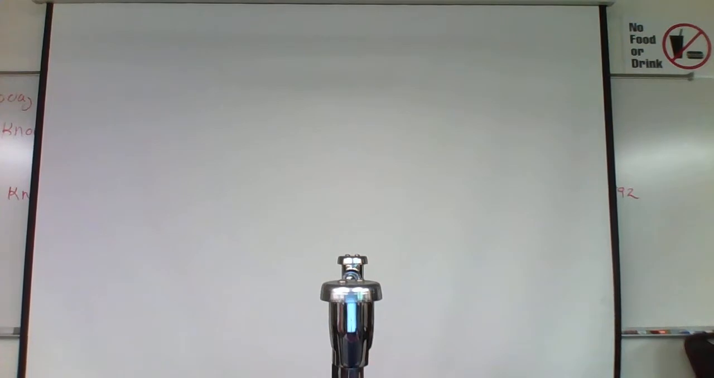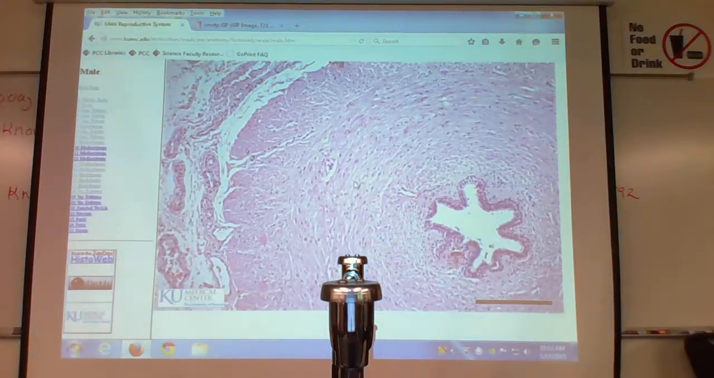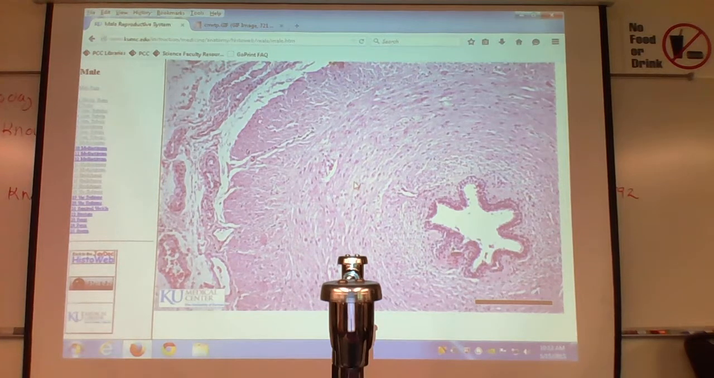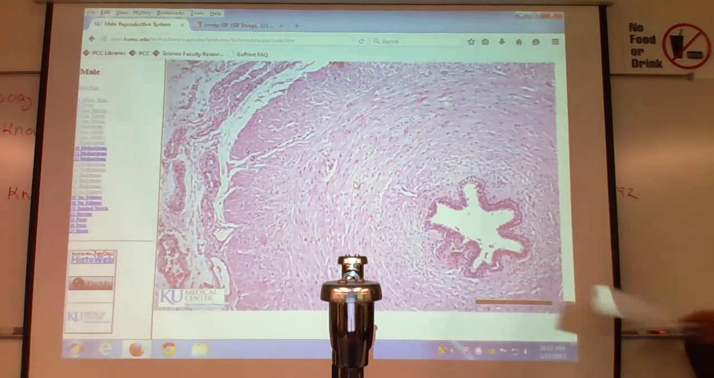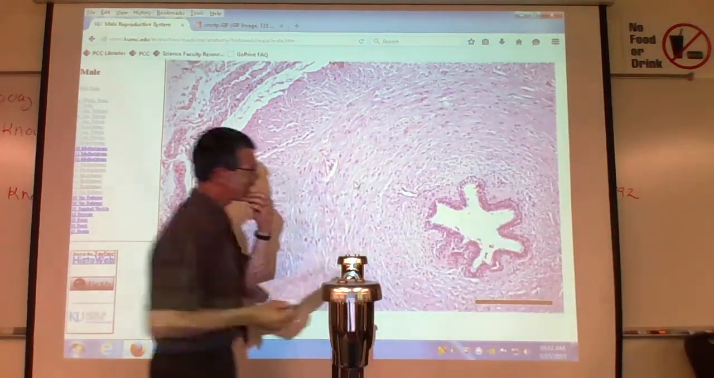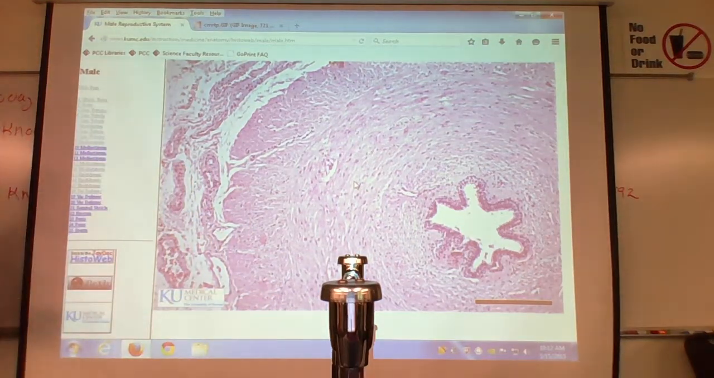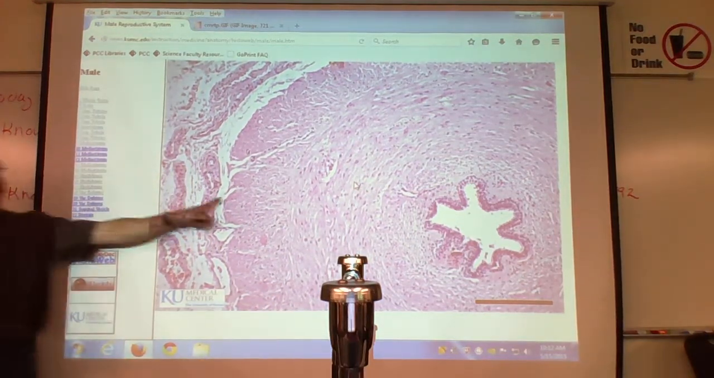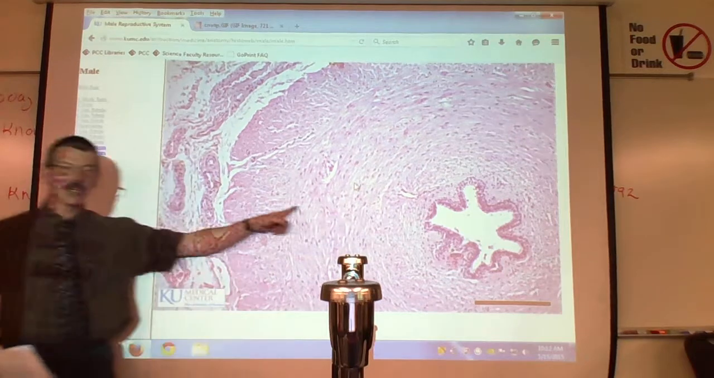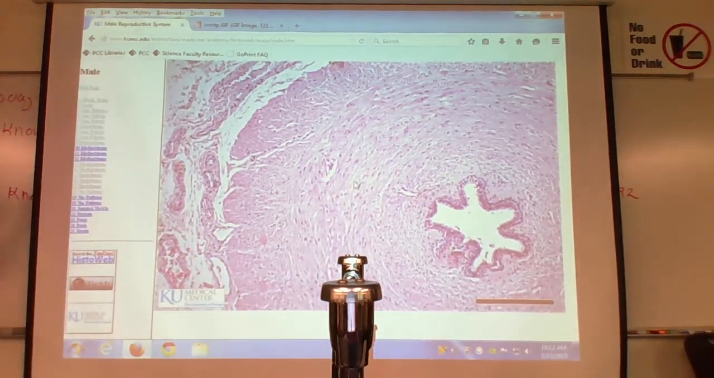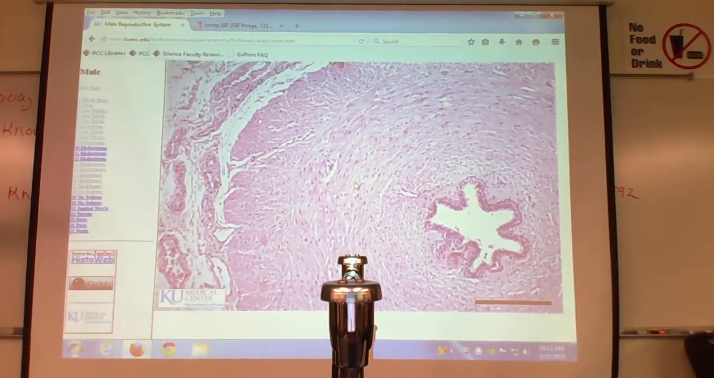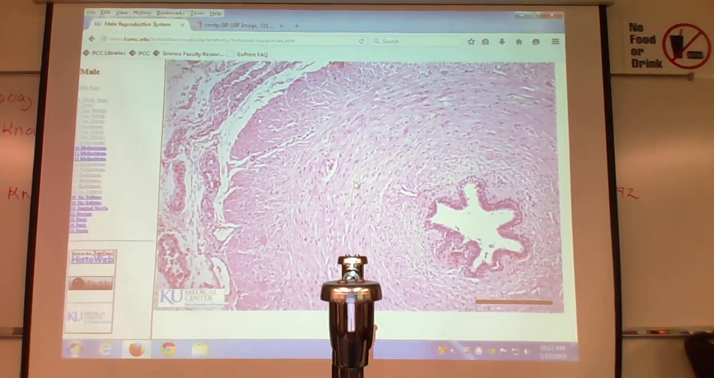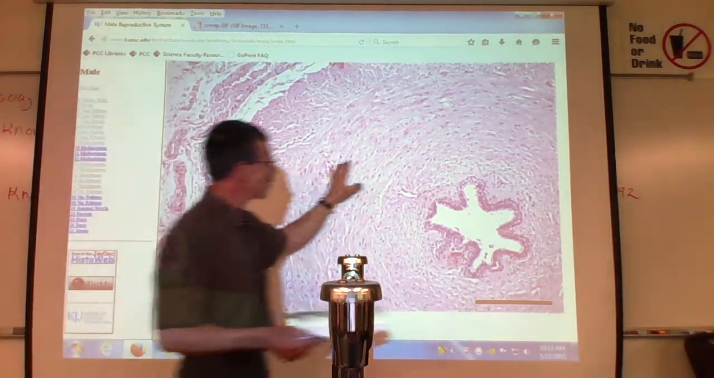What comes after the epididymis? Vas deferens. Here's a typical vas deferens. How would I know that's not a testis? Because it's huge. Huge what? What is all this? Muscle. Why would you need muscle at the vas deferens? So you can squish your spermies out. So you can squirt away. Right? So lots of smooth muscle.